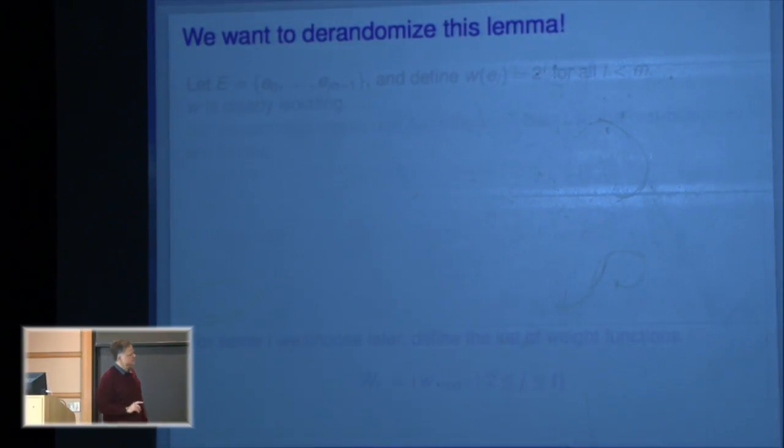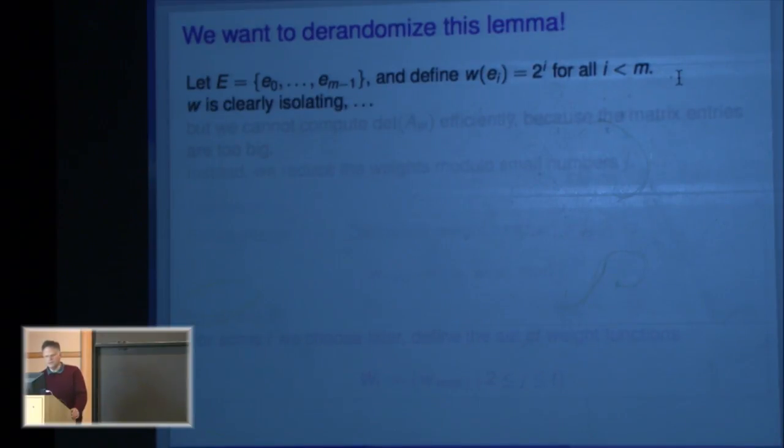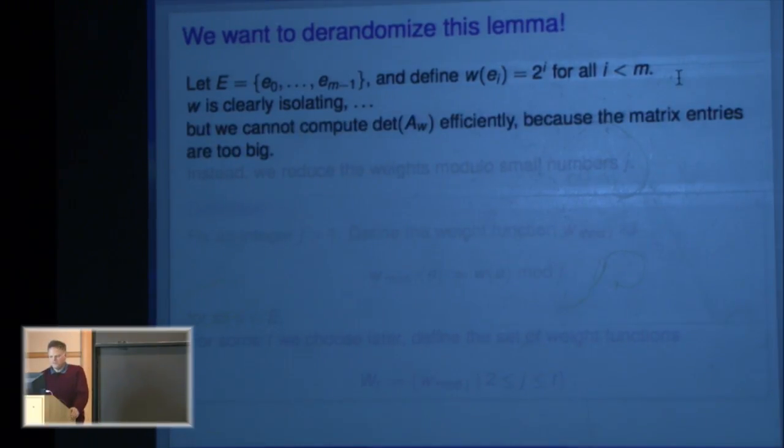All right, so we want to de-randomize this lemma. Here's a weight function that's not random, and it's clearly isolating, and it's kind of stupid. You just enumerate the edges from 0 to n minus 1, and then you define the weight of the ith edge to be 2 to the power i. In this case, W is clearly isolating, because any two sets of edges give you different weights. But you can't compute the determinant efficiently now, because the matrix entries are way too big. The weights are 2 to the i, and the matrix entries are 2 to the weight, so you're doubly exponential in m. That's too big an input to handle efficiently in small depth.